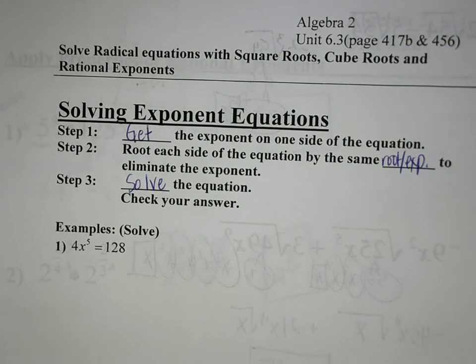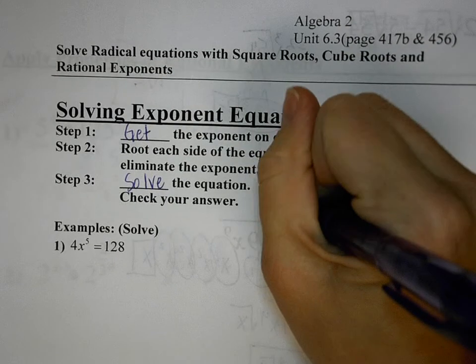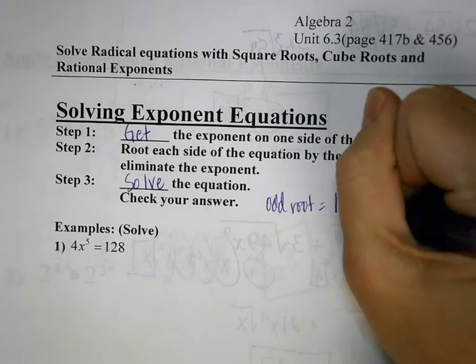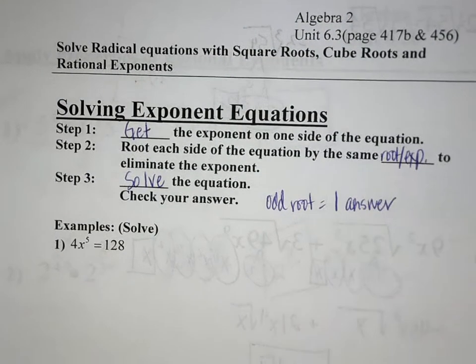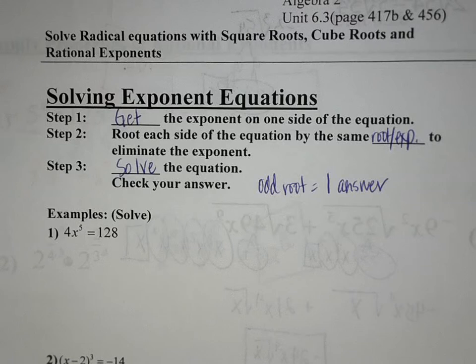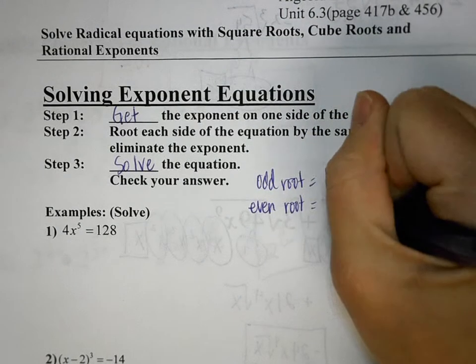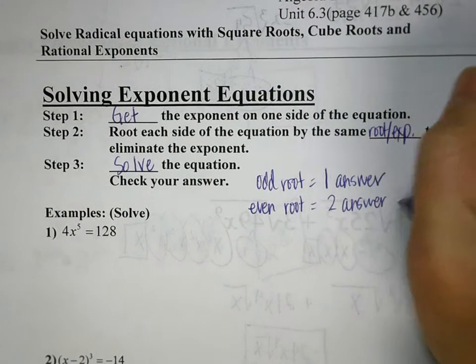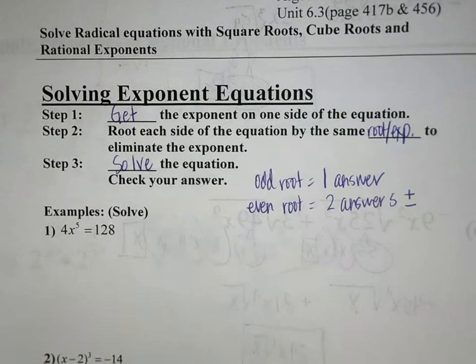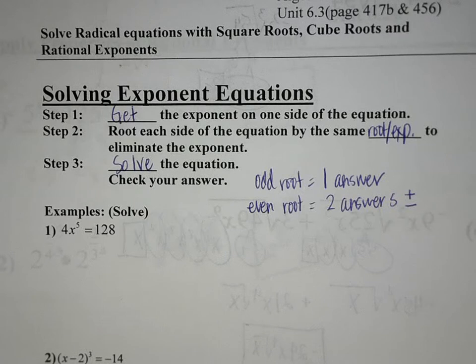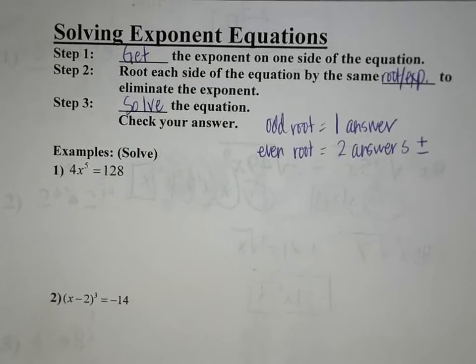Some things to remember is that if it's an odd root, I'm going to put here, odd root equals one answer. Either it'll be positive if the root was positive, or it'll be negative if the root was negative. Even roots, so anytime you take the even root, it's going to be two answers because you're going to do plus or minus. So anytime you do an even root, it's going to be plus or minus. Odd roots, it's not plus or minus. Yes, we're good? Okay.